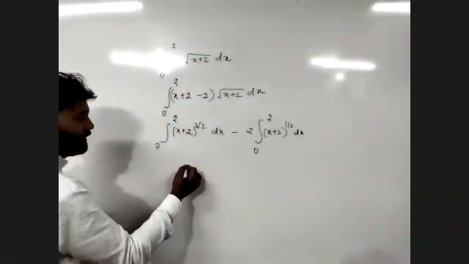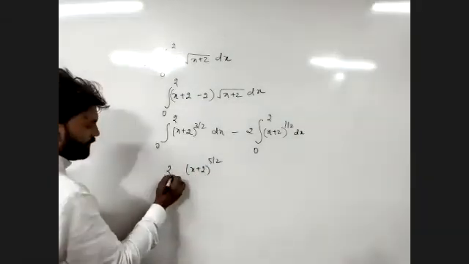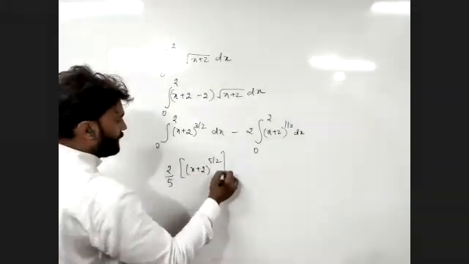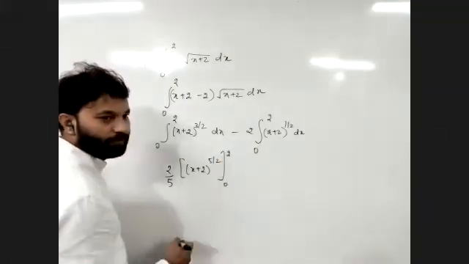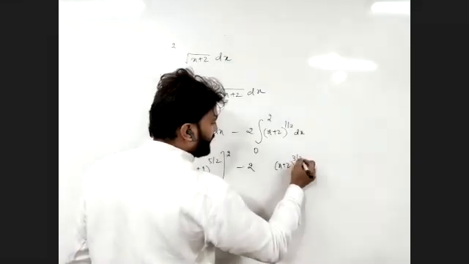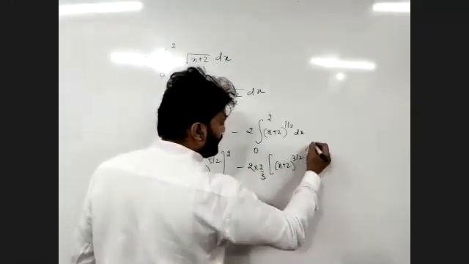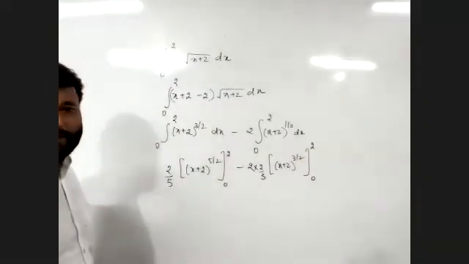Now simple integral. This will be (x+2) to the power 5 by 2, 2 by 5, with the limit 0 to 2. Minus 2 (x+2) to the power 3 by 2 into 2 by 3, with the limit 0 to 2, right?